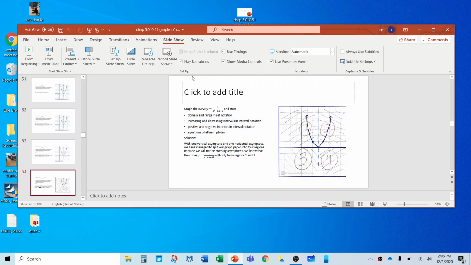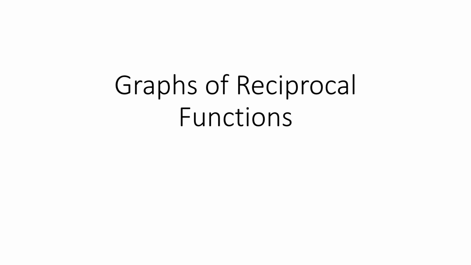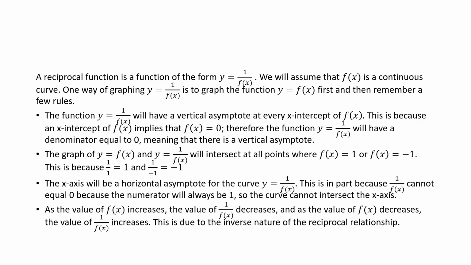In this lesson, we're going to talk about how to graph reciprocal functions, specifically when the denominator is a linear function or a quadratic function. A reciprocal function is a function of the form y equals 1 over f of x. And we assume that f of x is a continuous curve.